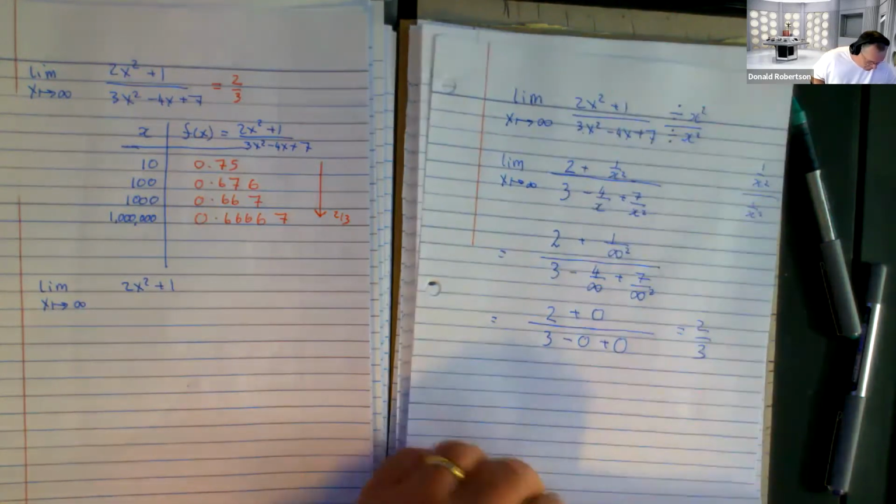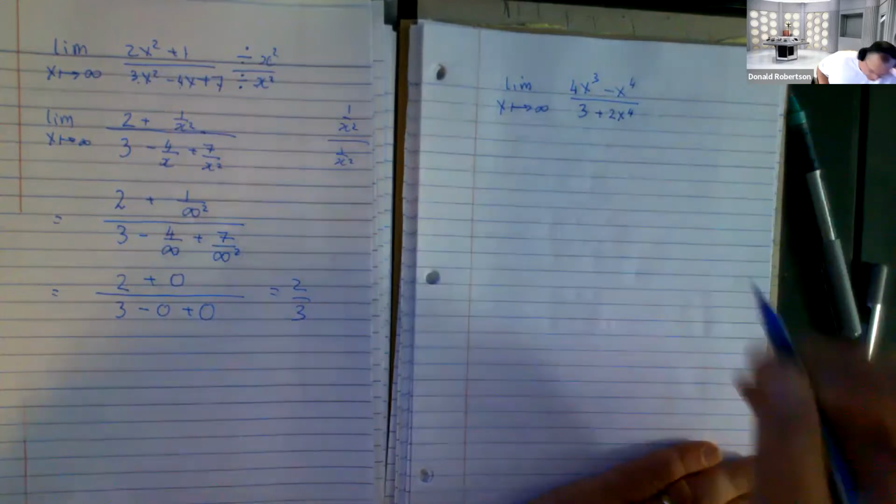Let's try another one then. Let's do the limit as x tends to infinity of 4x cubed, take away x to the 4, over 3 plus 2x to the 4.